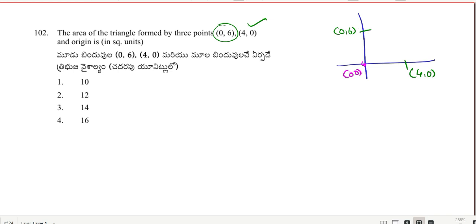And by joining these 3 points, we get a triangle. And this is a right angle triangle whose base is 4 units, height is 6 units. So area of triangle is equal to half into base 4 into height 6. So what you get is 12 square units. That is, the second option is the correct answer. Okay, if you have visualized these points in the Cartesian plane, we can get the answer very easily. Now let us see the next question.